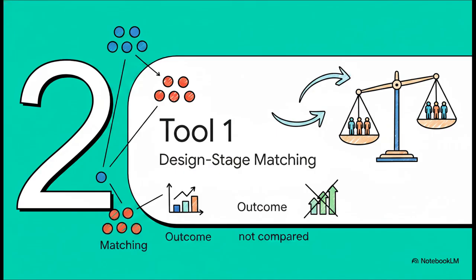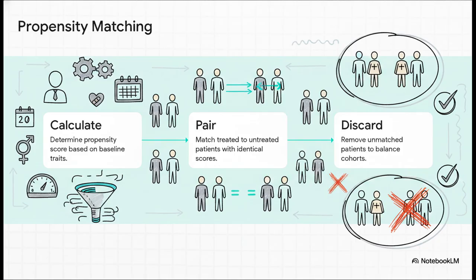Section 2, Tool 1, Design Stage Matching. This is a highly sophisticated strategy that researchers execute right at the design stage of a study, completely before any outcomes are ever even compared. The goal here is to physically mimic the structure of a randomized trial. Let's walk through exactly how this comes together. First, researchers look at a patient's baseline characteristics, things like their age, sex, and existing comorbidities. They feed all of this into an algorithm to calculate a single probability score, known as a propensity score, ranging from 0 to 1. Think of it like a statistical fingerprint. It represents the likelihood that the specific patient would receive the treatment based purely on their baseline profile.